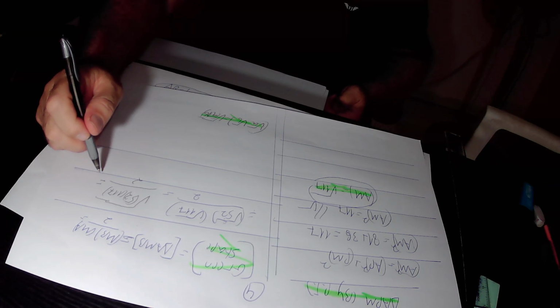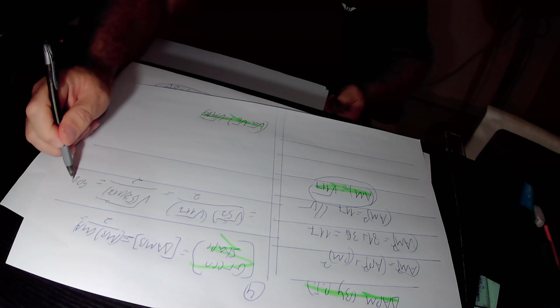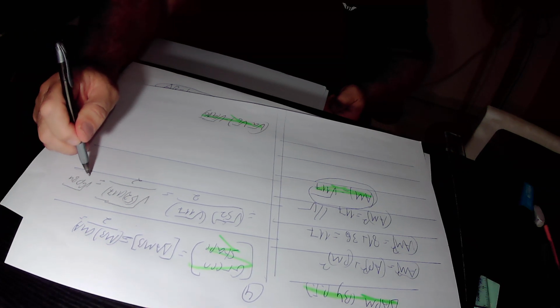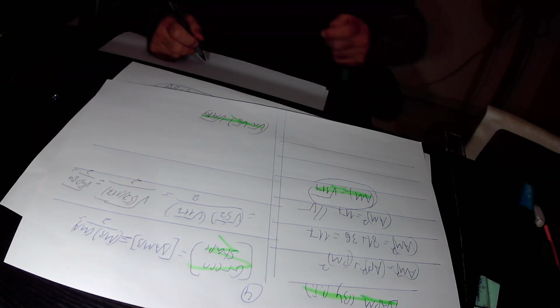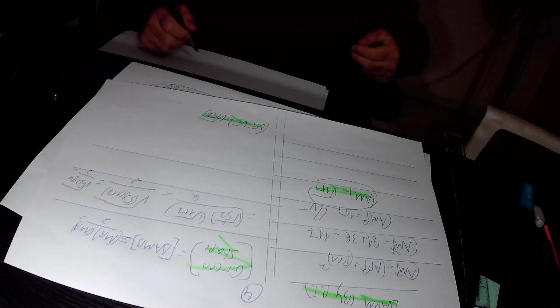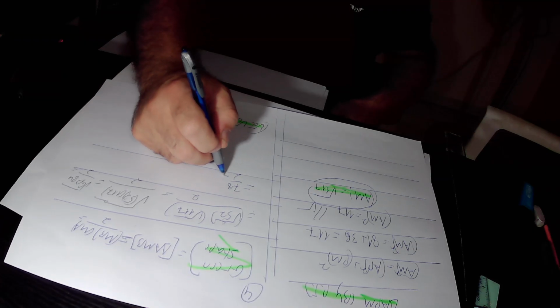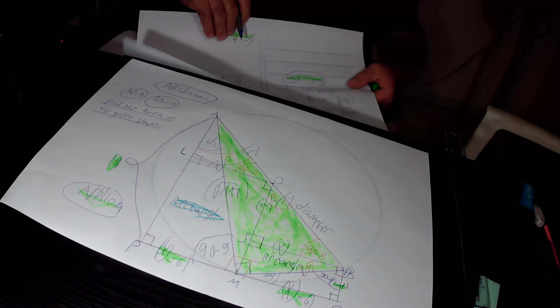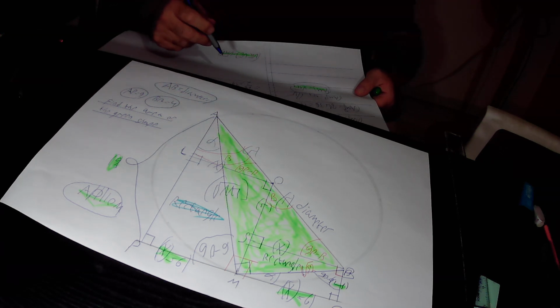52 times 117 is 6084, divided by 2. So in total, we find that the area of the green shape is equal to the square root of 6084 over 2. The square root of 6084 is equal to 78, divided by 2. 78 over 2 is 39. So in total, we find that the area of the green shape, that is the area that we are looking for in this question, is equal to 39 square units in its size.